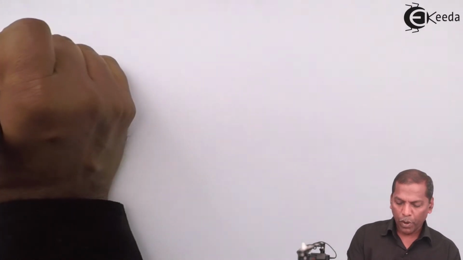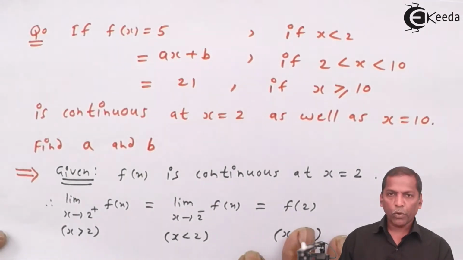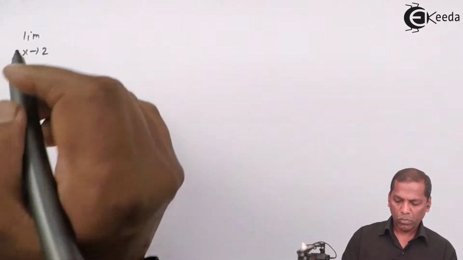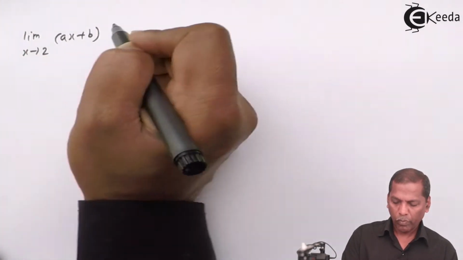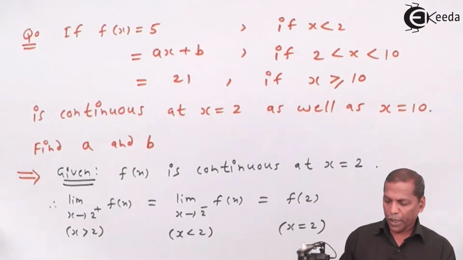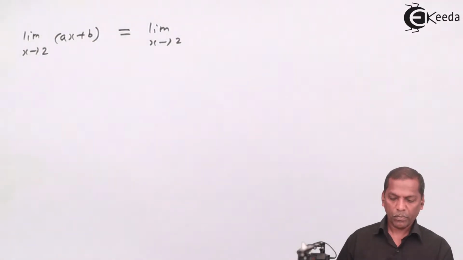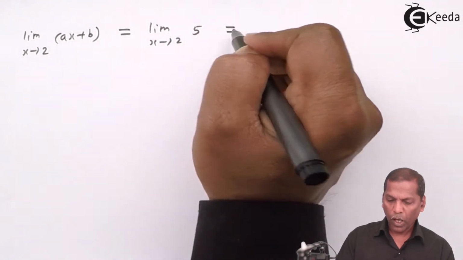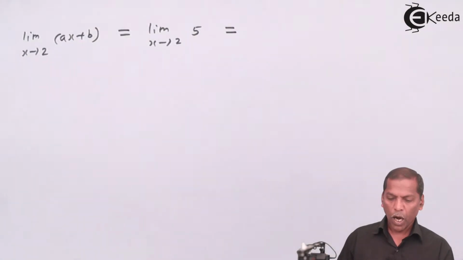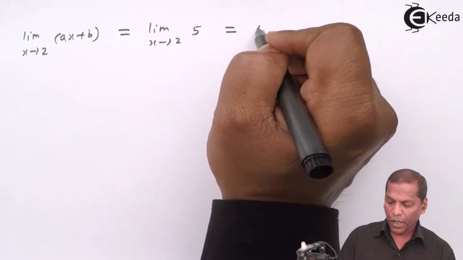So the next step will be limit x tends to 2. Now for x greater than 2, f of x is defined as ax plus b. That equals limit x tends to 2. Now for x less than 2, f of x is defined as 5. And that equals f of 2. For f of 2, again f of x is defined as 5.